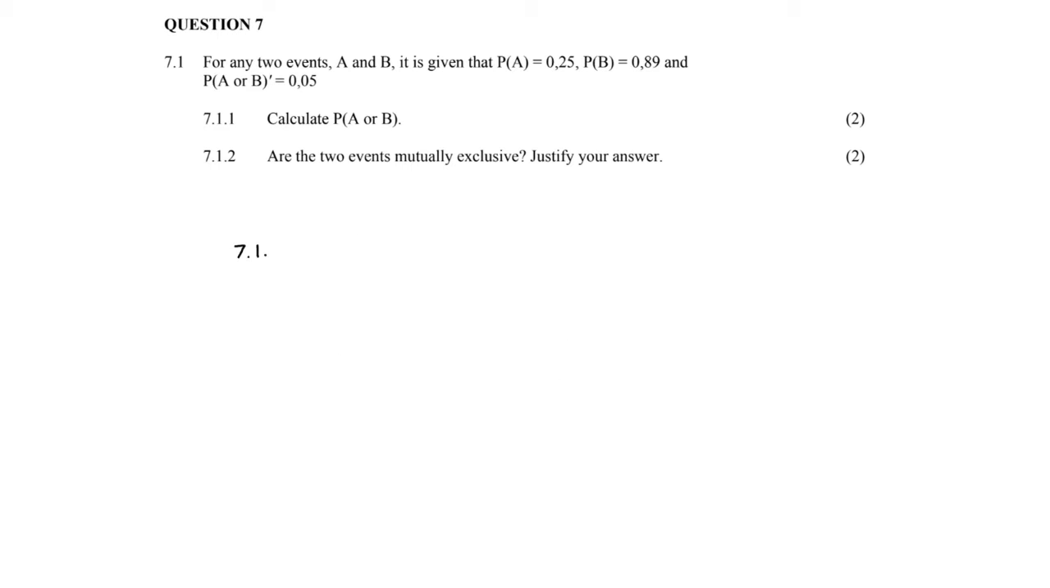Let's take a look at question 7.1.2 from the 2022 Gauteng November paper. Are the two events mutually exclusive? Justify your answer. And this counts 2 marks. Now remember, events are mutually exclusive if they cannot occur at the same time, meaning the probability of A and B is equal to 0. So now we have to calculate whether the sum of the probability of A and the probability of B equals the probability of A or B.